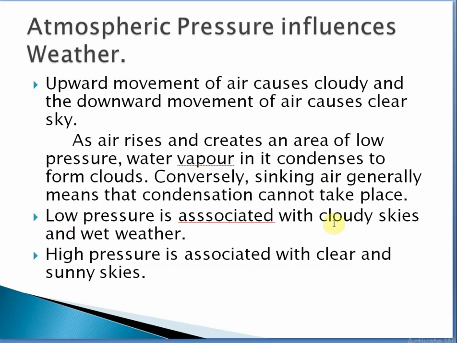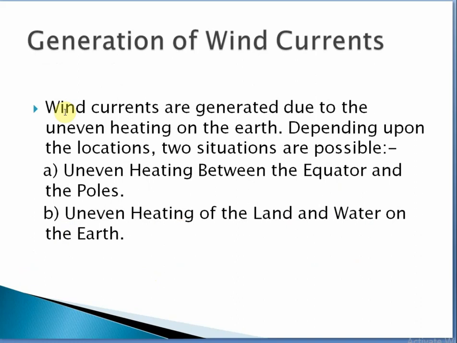So low pressure is associated with cloudy skies and wet weather. High pressure is associated with clear and sunny skies. Then the next point is the generation of wind. How are wind currents generated?